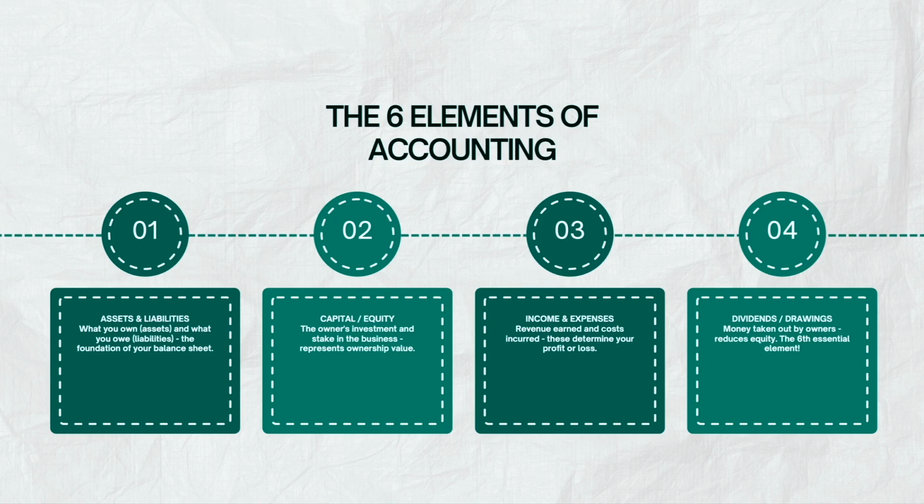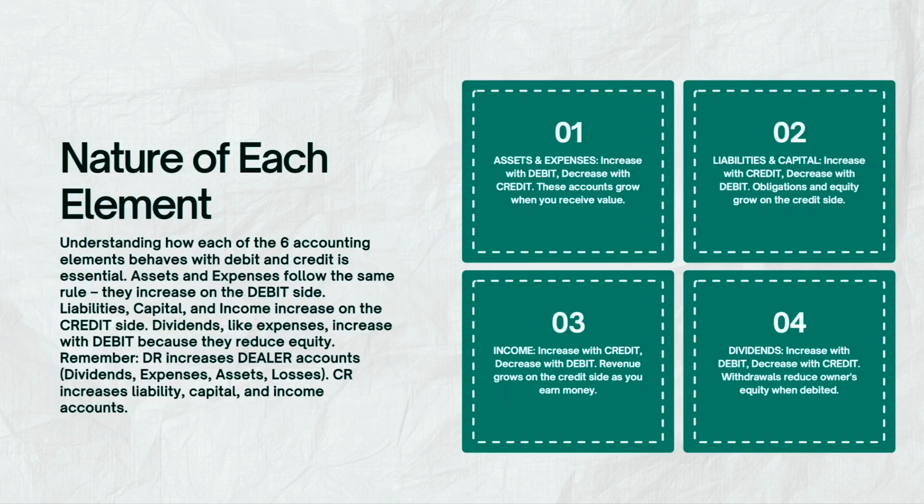For the first method, you will need to have those six elements of accounting. Assets, what the business owns; liabilities, what the business owes to others; capital, the owner's investment in a business; income, revenue earned; and expenses, costs incurred. Lastly, dividends or drawings is the money taken out by the owners, which actually reduces the equity.